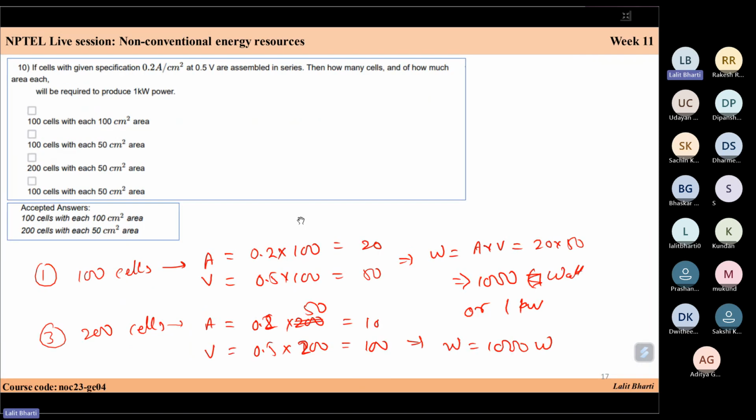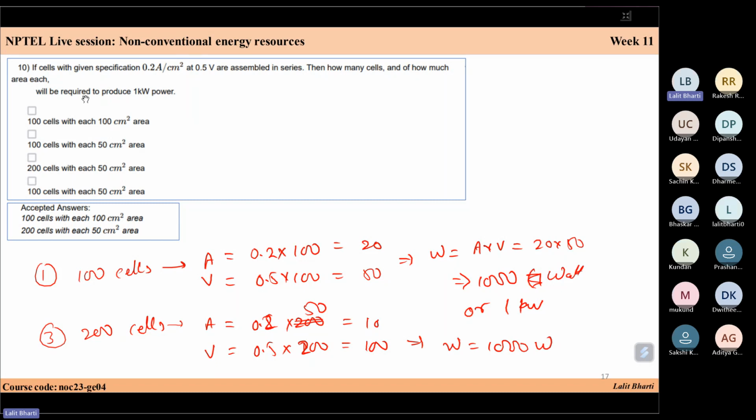Then we have question 10. It is again on the calculation of current output from the fuel cell. The question is: if cells with the specification of 0.2 ampere per centimeter square and 0.5 volt are assembled in series, then how many cells do you need and how much area will each require to produce 1 kilowatt power?